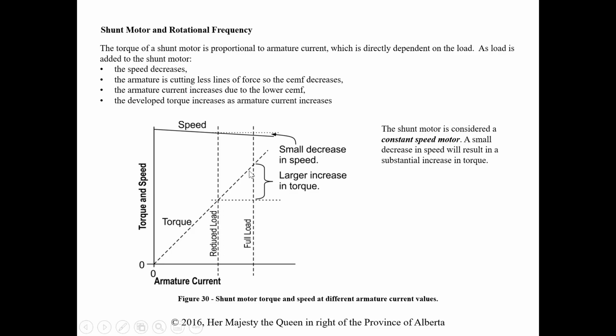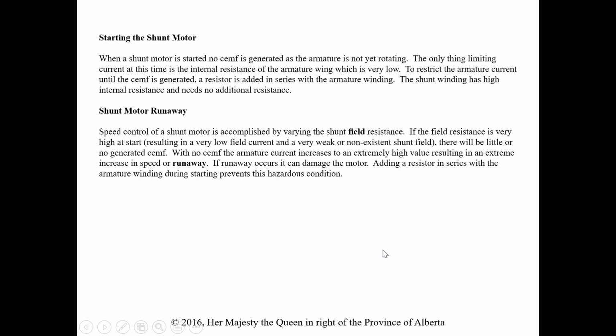So what we have is the shunt motor being considered a constant speed motor. Under various loads, we see a very small decrease in speed as we increase load, okay, with a substantial increase in torque. So again, constant speed, if that's what you needed for your application, you'd use a shunt motor. So our speed is changing, but a very small amount, and we get a large increase in torque. Okay, so it can drive a load without really affecting the speed.